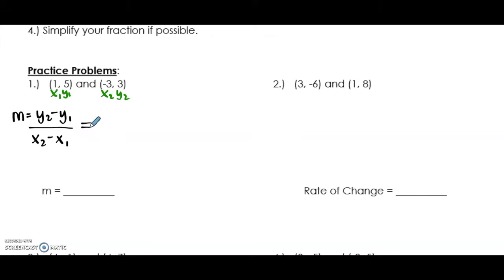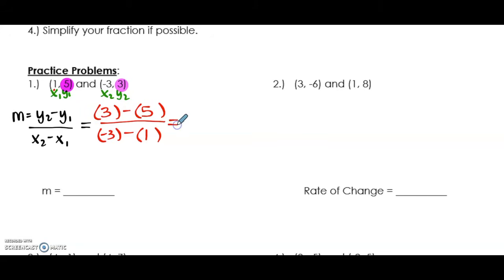Now, when I do the substitution step, I like to use parentheses just to make sure I get all my signs in the right place and have everything I need to do my calculations. So, y2 is going to be 3, so I'm going to plug that in here. y2 is 3 minus y1, which is 5. So I'm going to substitute 3 minus 5. And then my x2 is -3 minus x1, which is 1.